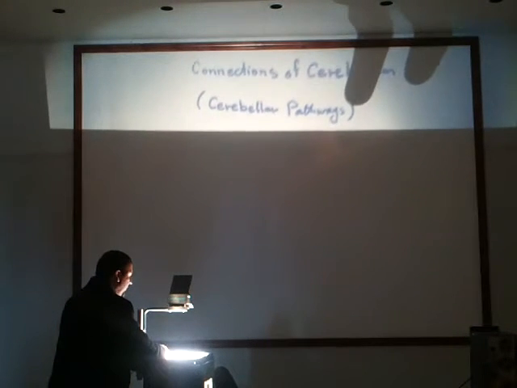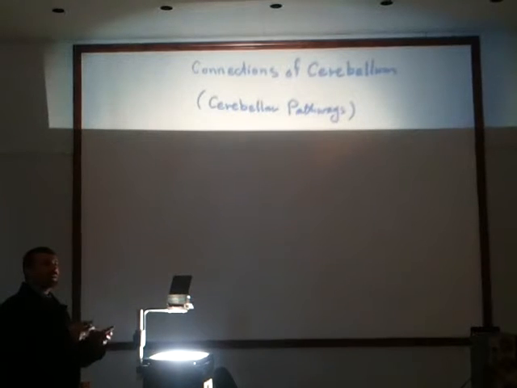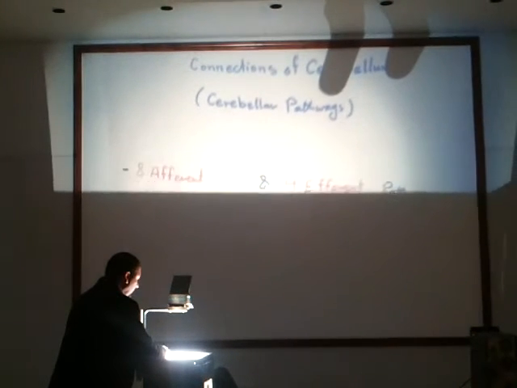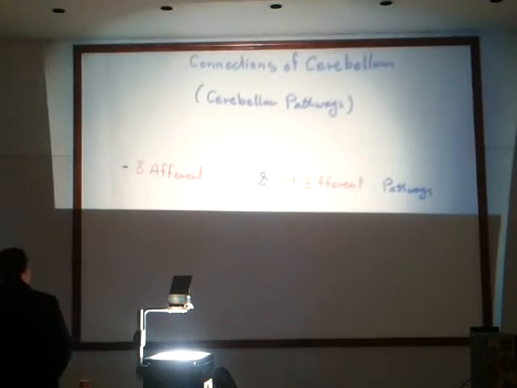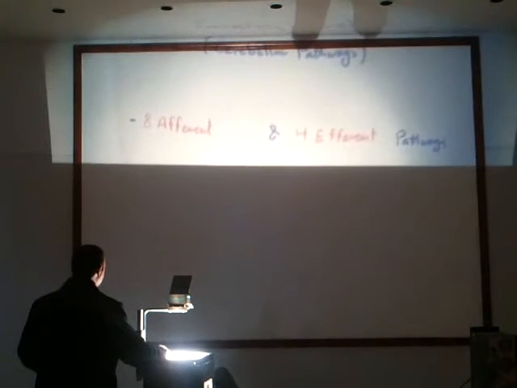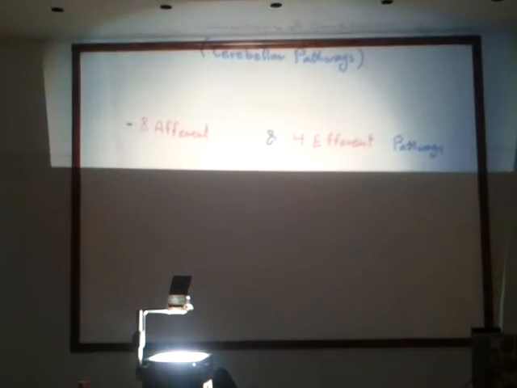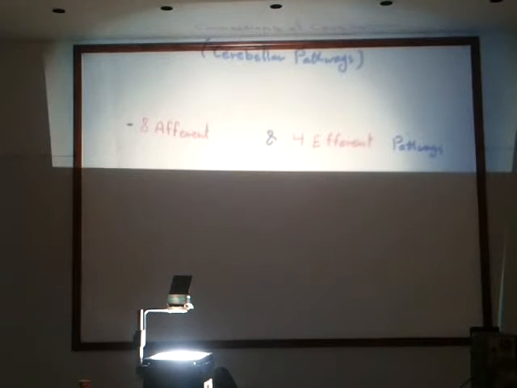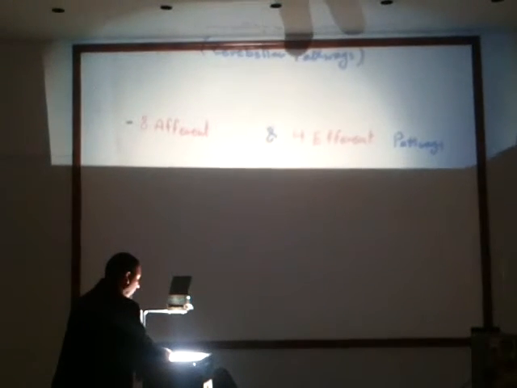So when we speak about these pathways, or about the myelinated axons, the bundles or the tracts that enter or leave the cerebellum, we have to know that we have 8 afferent pathways and 4 efferent pathways. Okay? So when we speak about these pathways, I have 8 bundles of neurons entering the cerebellum, and there are 4 bundles that are leaving the cerebellum. Grouped together: 8 and 4, remember this.